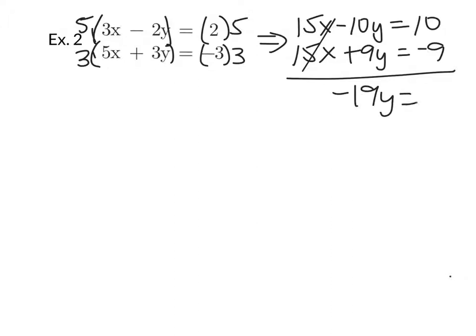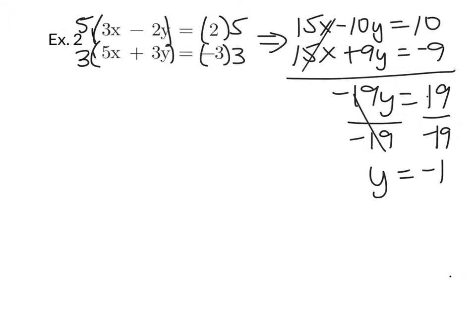And then on the right side, we're going to take positive 10, and I'm going to subtract a negative 9. Remember, subtracting a negative 9 is the same as adding a positive 9, so I'd end up with positive 19. All right, then we'll divide both sides by negative 19, and I have my y value. Positive 19 divided by negative 19 gives me negative 1. So there's half of my solution.